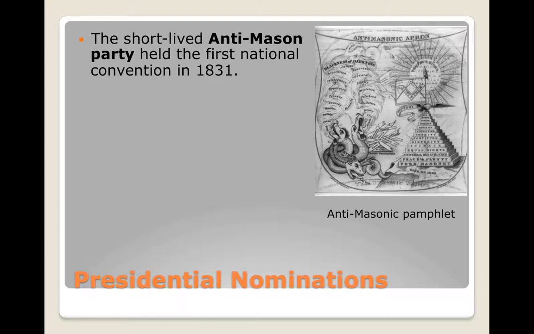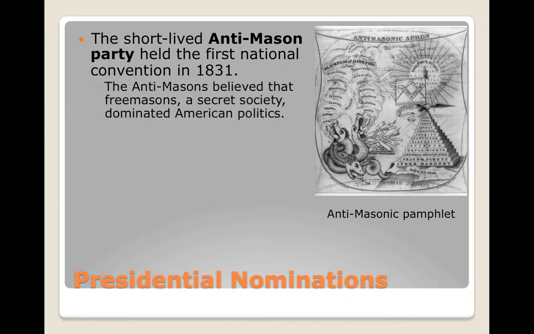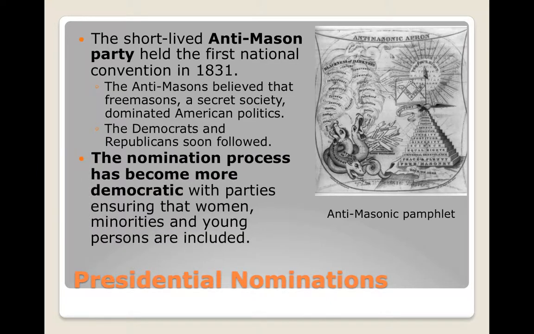The short-lived Anti-Masonic party held the first national convention in 1831. Anti-Masons believed that Freemasons, a secret society, dominated American politics. Democrats and Republicans soon followed in having national conventions. The Anti-Masonic party never caught on because the issue was Freemasonry, and it really did not serve any other purpose. The nomination process has become more democratic, with parties ensuring that women, minorities, and young persons are included.